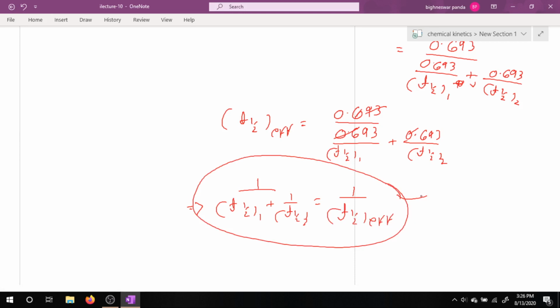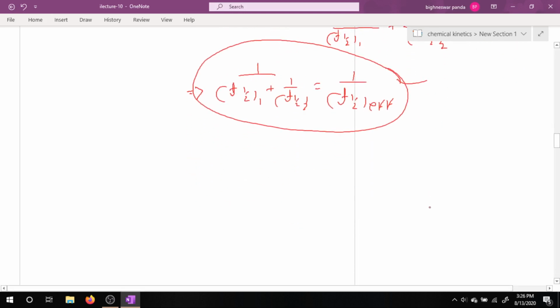And the next part is effective activation energy. Then how to calculate effective activation energy? We have k effective is equal to k1 plus k2.